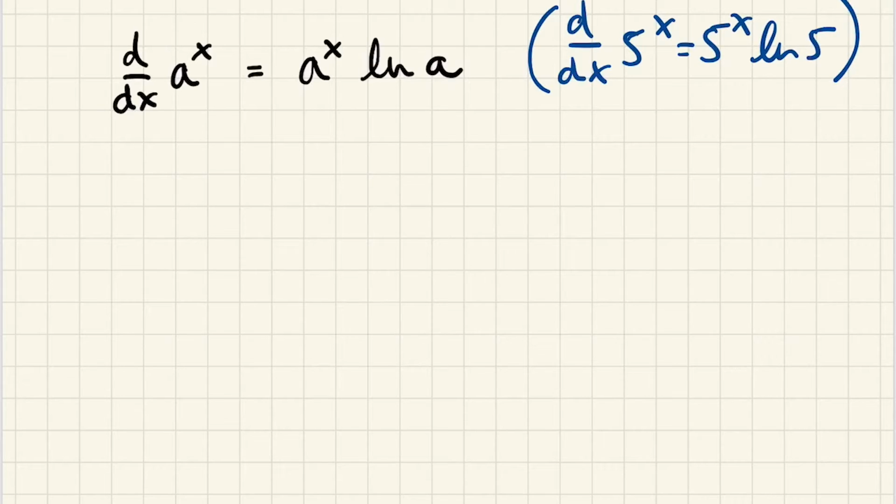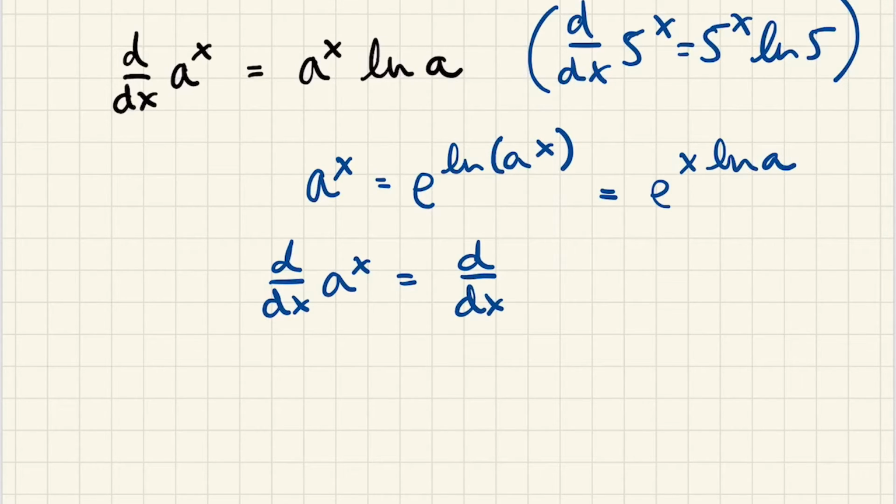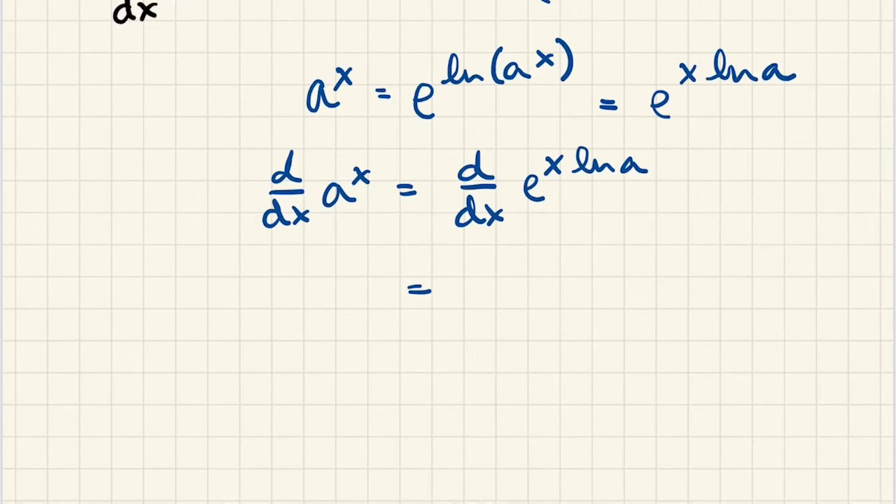So there is another way to work out this derivative without using implicit differentiation, and that is remembering this fact here that a to the x is equal to e to the ln of a to the x, which is equal to e to the x ln of a, which means that the derivative of a to the x is equal to the derivative of e to the x ln of a. Now, why is that helpful? Well, because we know how to take the derivative of e to the stuff.